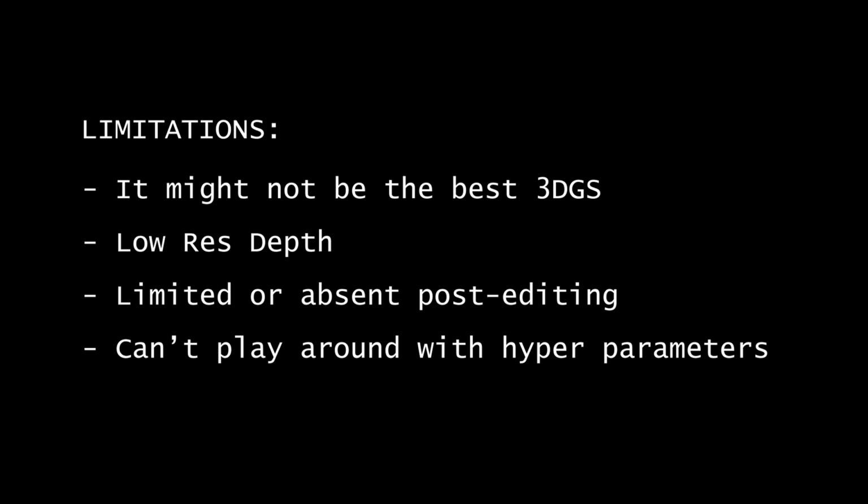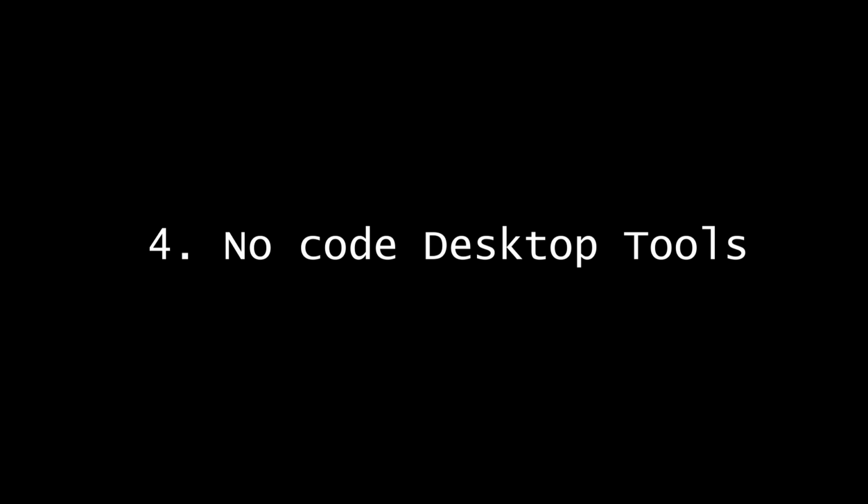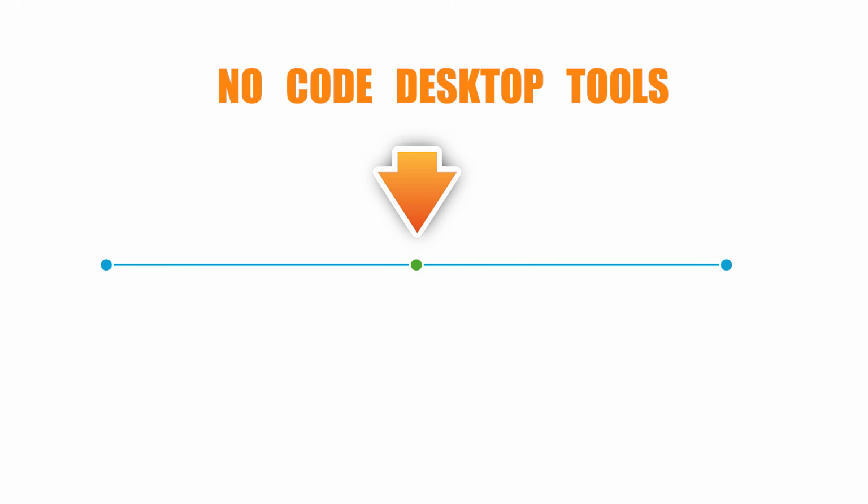For example, the Gaussian splat might not be the best and might have low resolution depth. You might not be able to relight anything or edit the result, and you cannot play around with some hyperparameters. There are also no-code desktop tools, which usually sit between the engine and the capture tools.